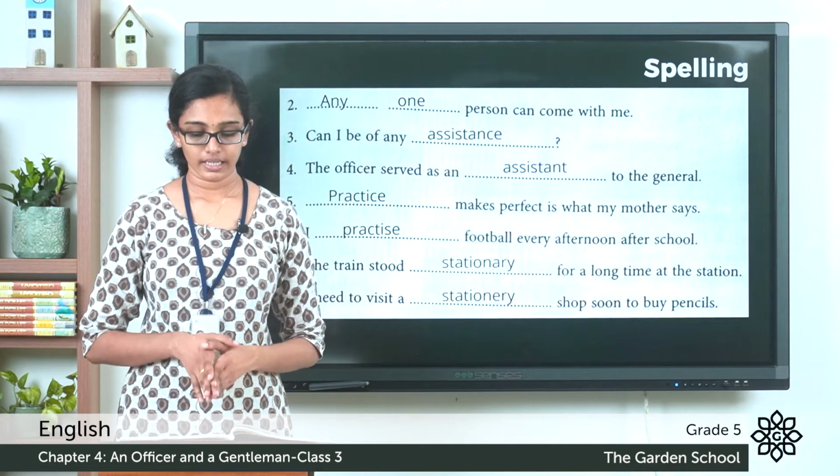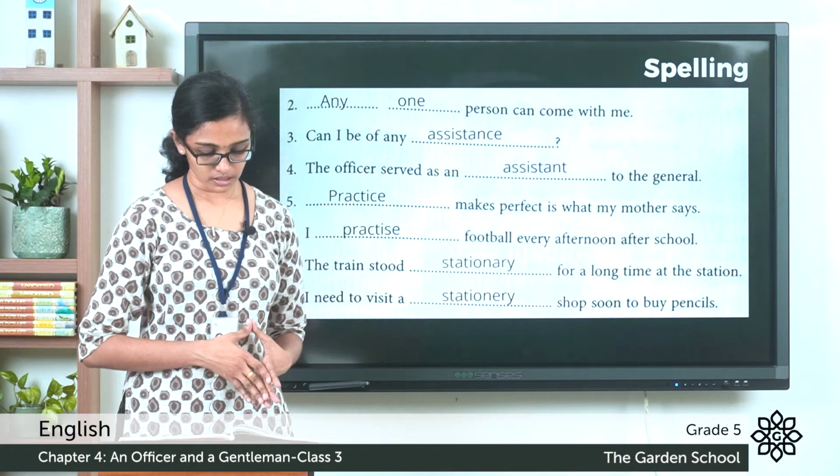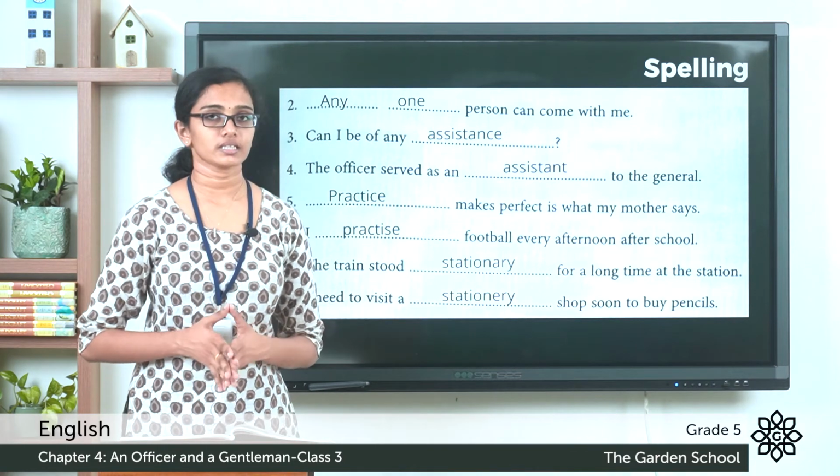Now question 3. Can I be of any dash? So here you can see the options assistant and assistants.